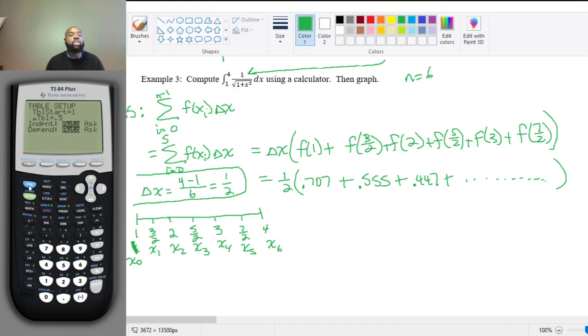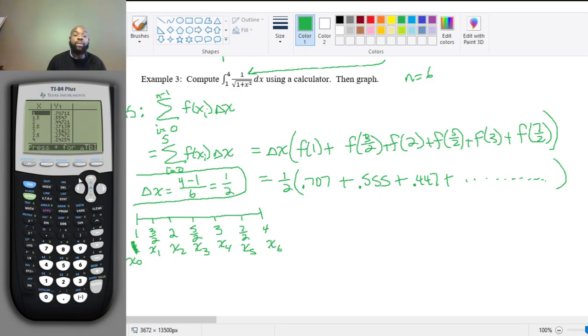And then I'm going to go to second graph to get to my table. And there you go, seeing those numbers again. This is a quicker way to get those numbers instead of plugging them in one by one. Again, if you don't have a graphing calculator, this is how you'd have to do it. But I get 0.707, 0.555, 0.447, 0.371, 0.316, and 0.275 for our last one, which is that 3 halves, right?